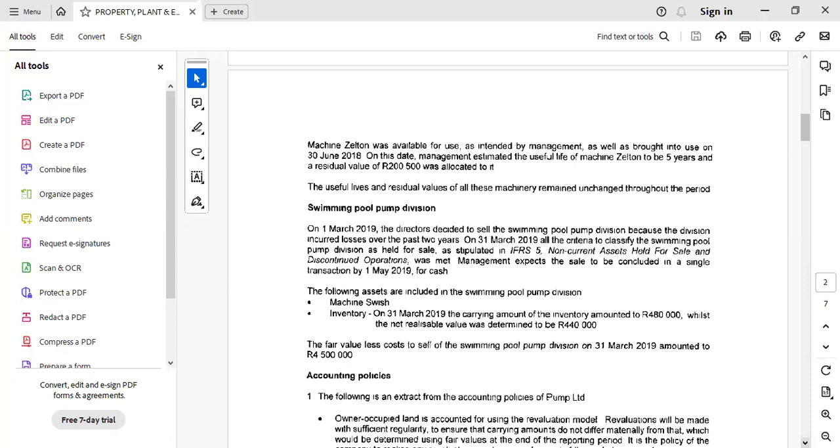Then we have 3 machines there. I'm going to deal with that, but let me also read the last paragraph, as it also has something to do with machines. Swimming pool pump division.